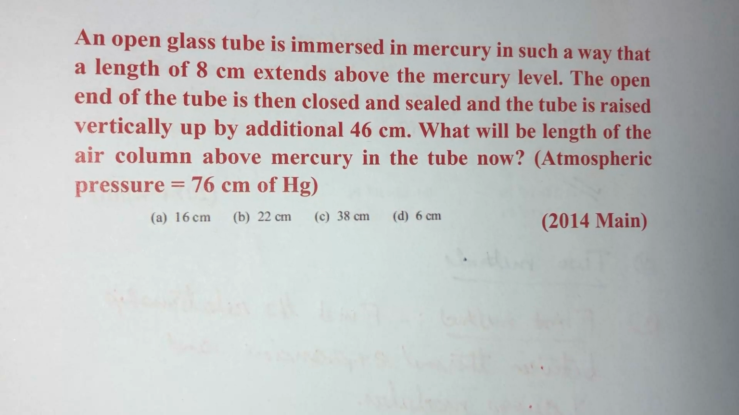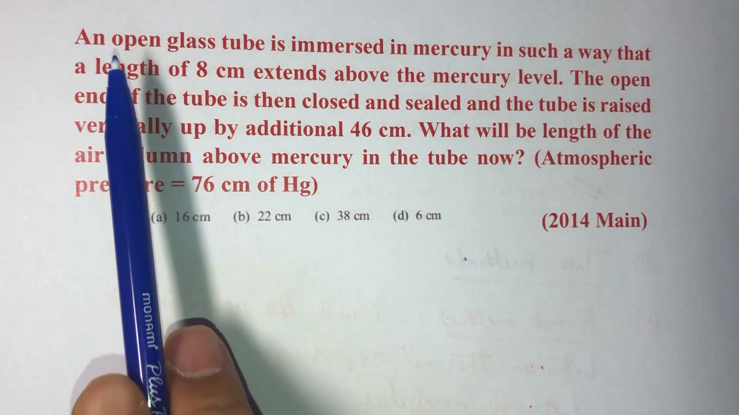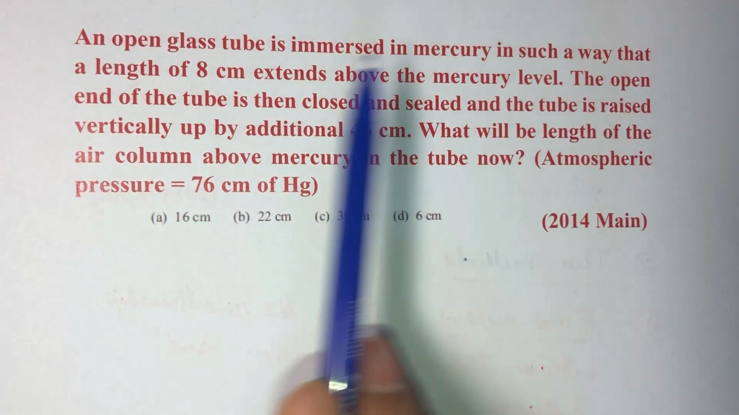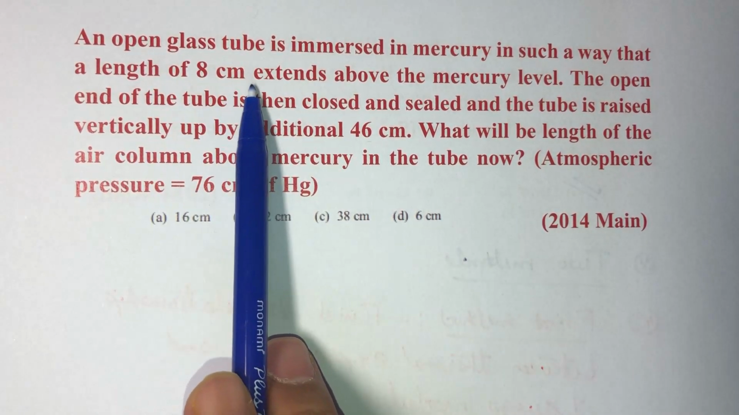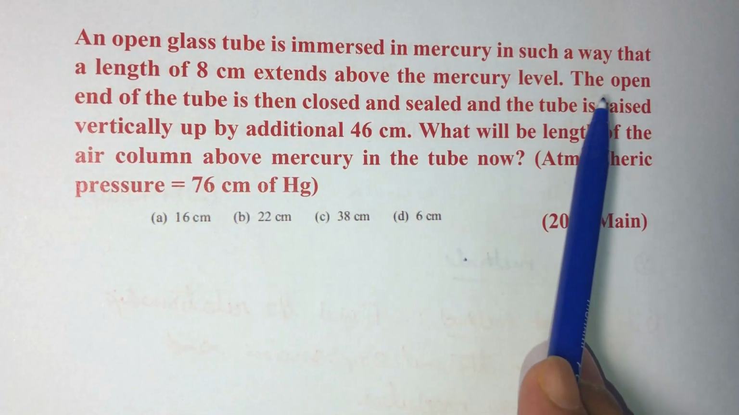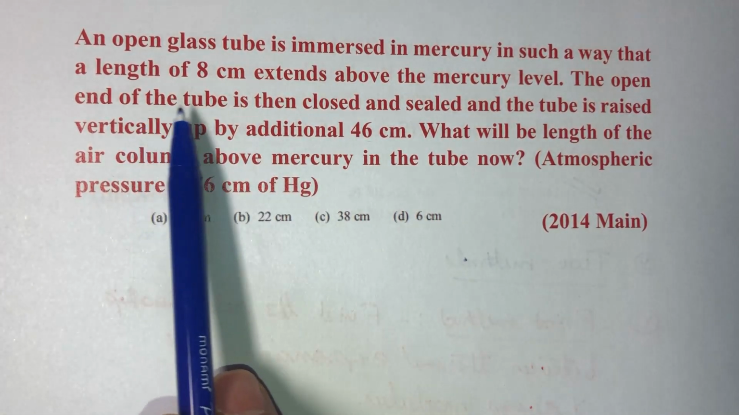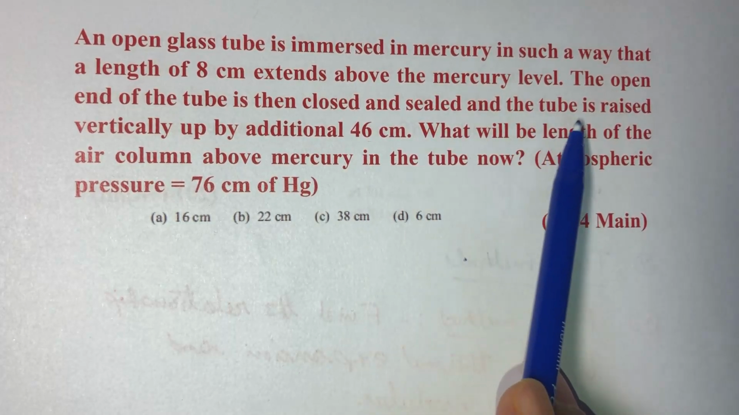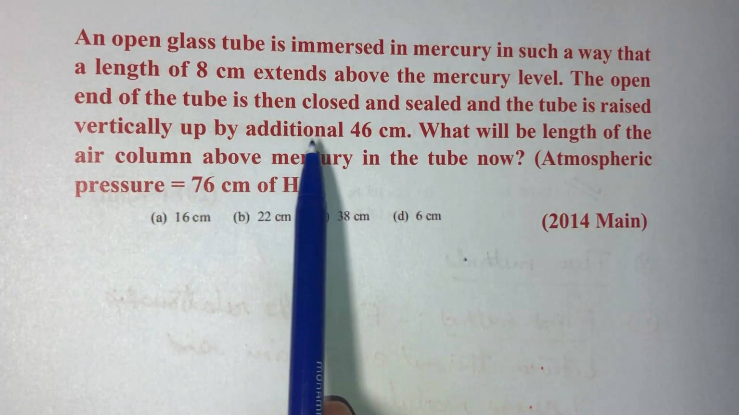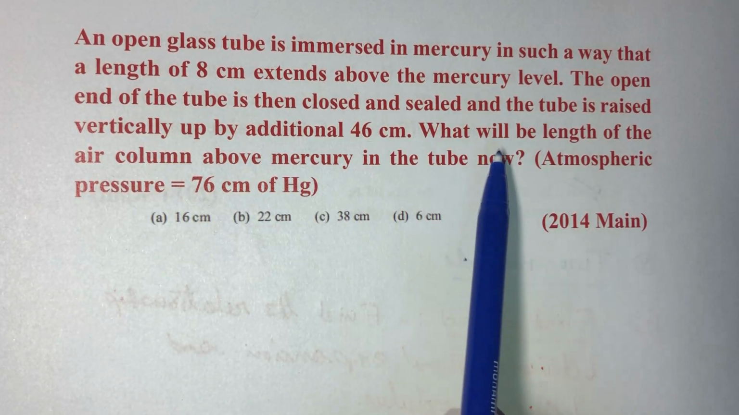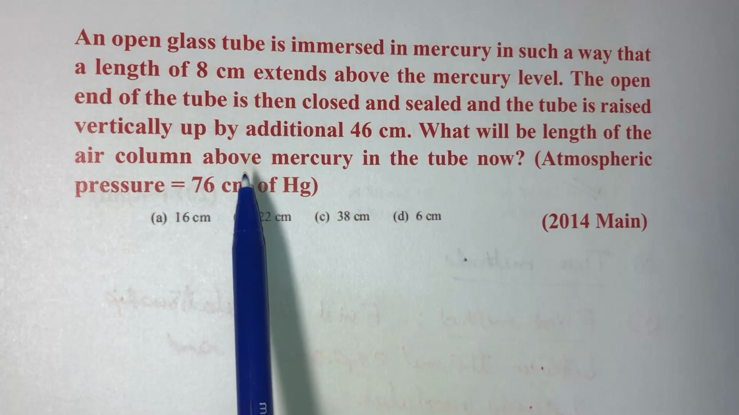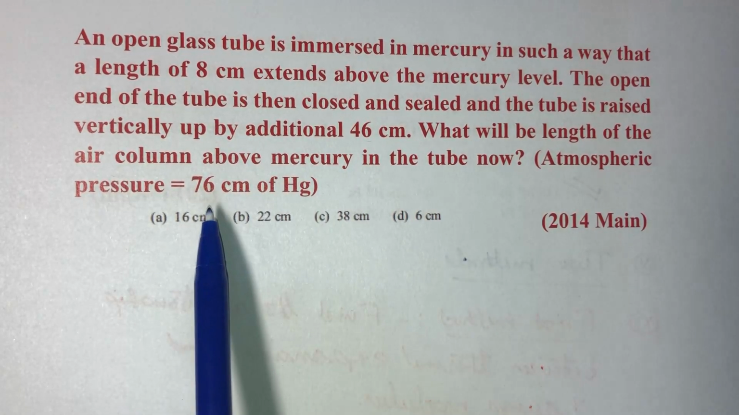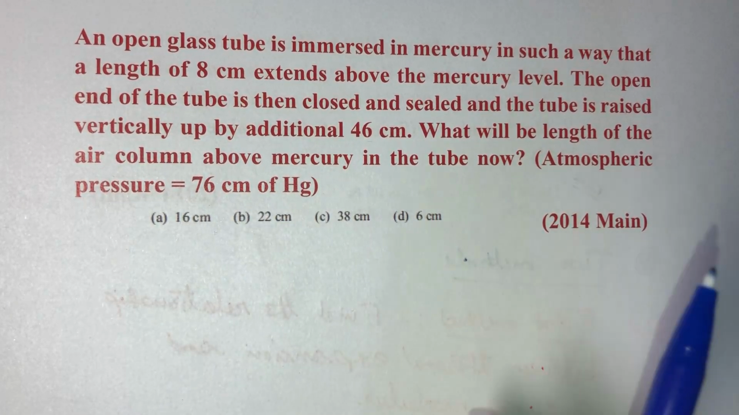Hello friends, in today's question, an open glass tube is immersed in mercury in such a way that a length of 8 cm extends above the mercury level. The open end of the tube is then closed and sealed. The tube is raised vertically up by 46 cm. What will be the length of the air column above the mercury in the tube now? Atmospheric pressure is 76 cm of mercury.